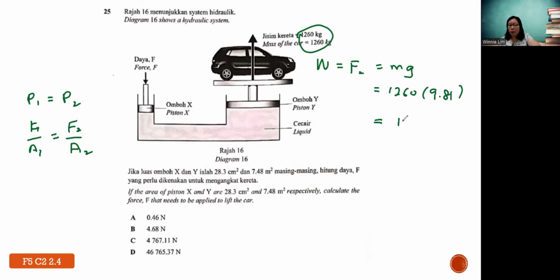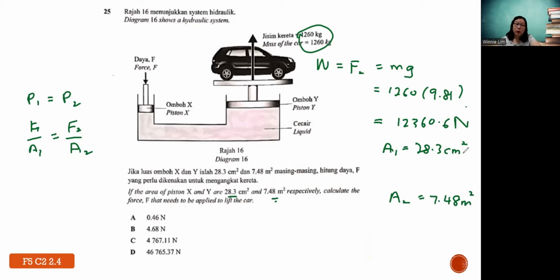Okay, then you will have 12360.6. Now, the next thing you all need to be alert about is the area given. As you can see, the A1 given is 28.3 cm square, but A2 is 7.48 meters square. And of course, A2 should have the bigger area, so it cannot be 7, then this is 28 if you ignore the unit.